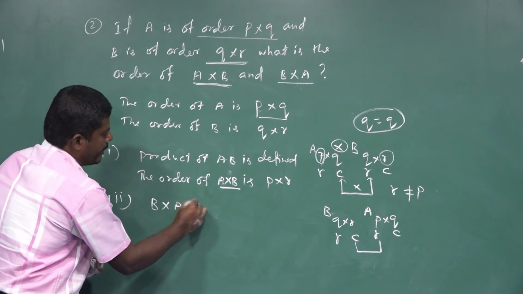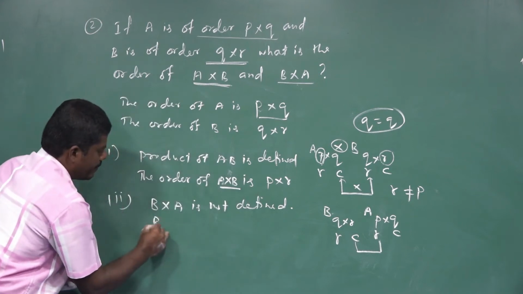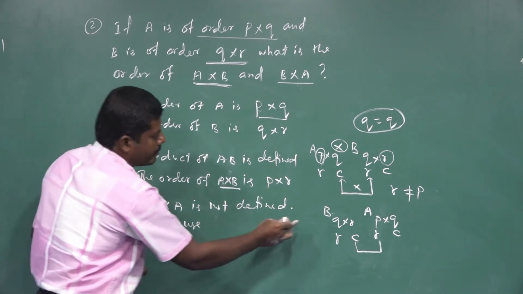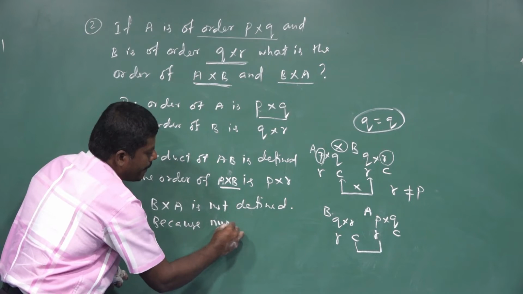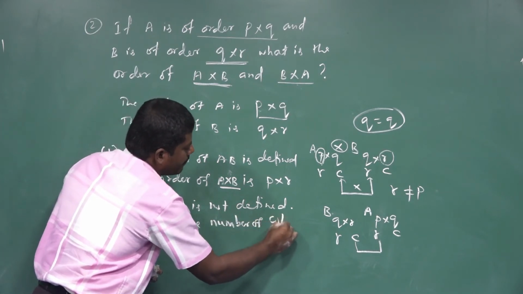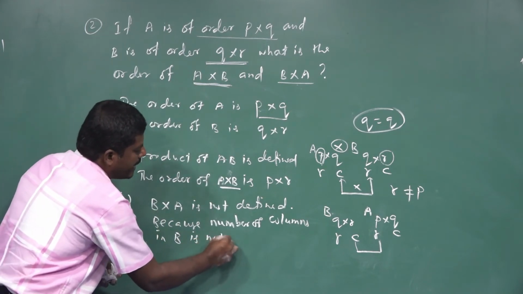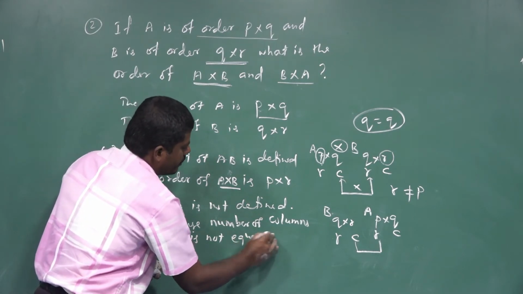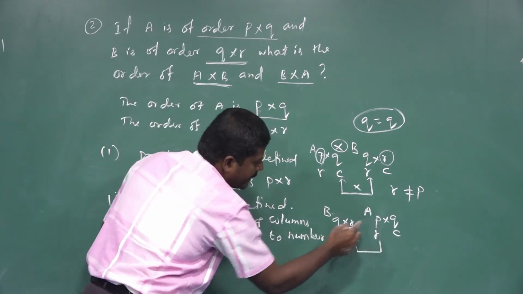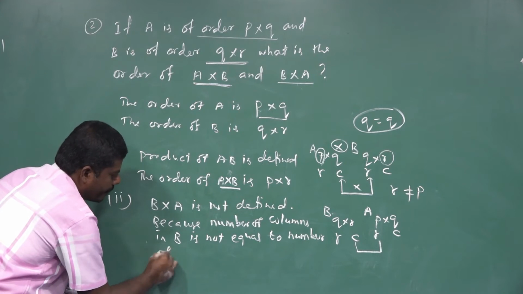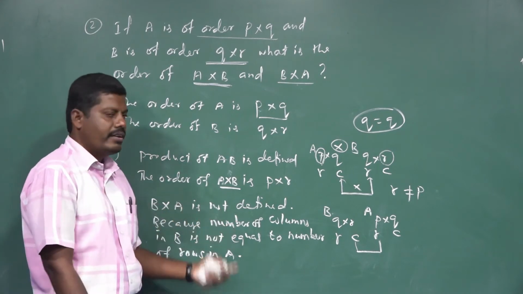B multiplied by A is not defined, because the number of columns in B is not equal to the number of rows in A. Therefore, B cross A is not defined.